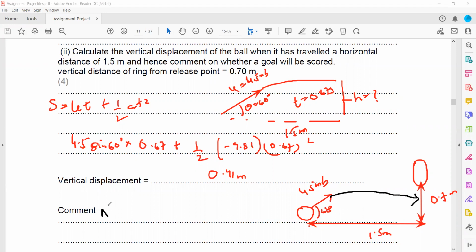So can this ball pass through the ring? The comment is the ball cannot pass through the ring, because at 1.5 meters distance the ball is at a height of only 0.4, where the ring is placed at 0.7 meters. So this ball will undershoot the ring, it will move to the bottom of the ring and is not able to cross or pass through the ring. Is it clear, this one? Yes. Any doubt? Okay.